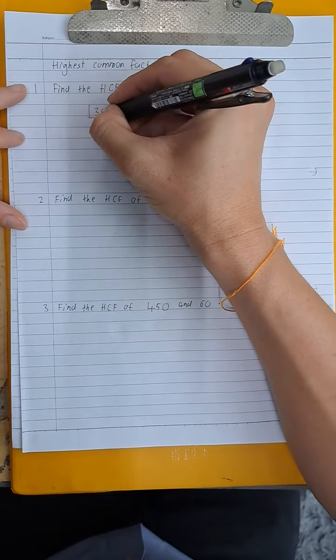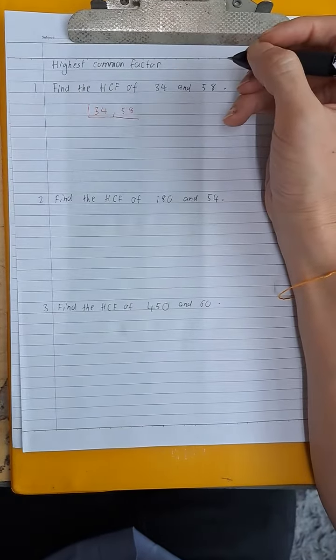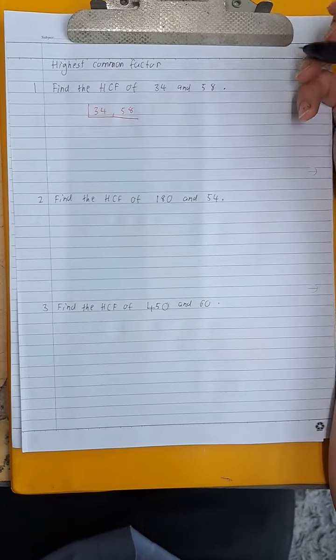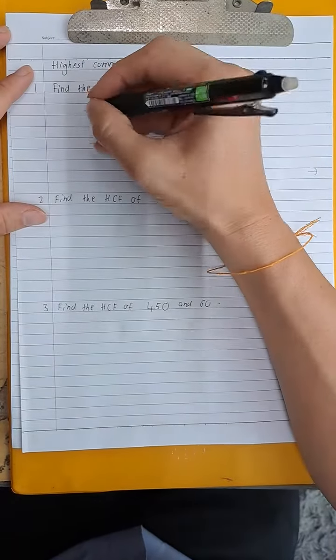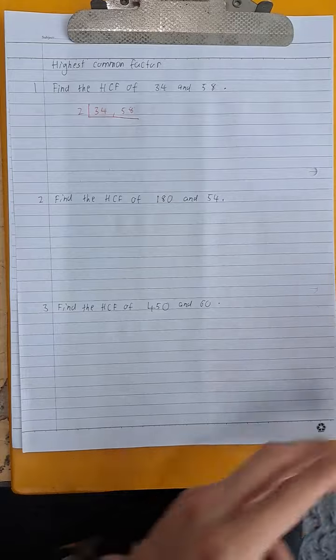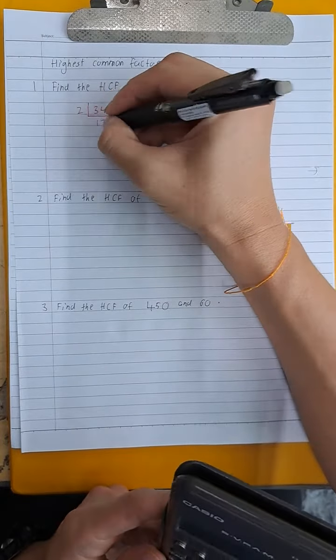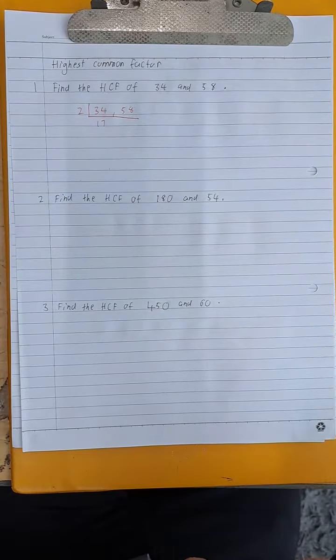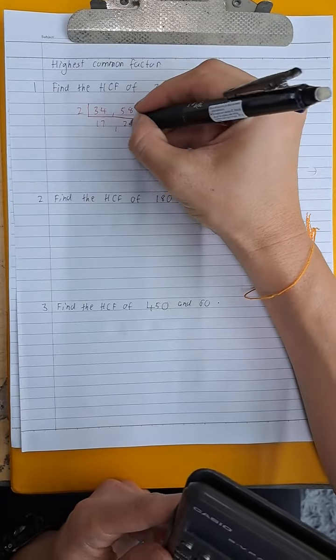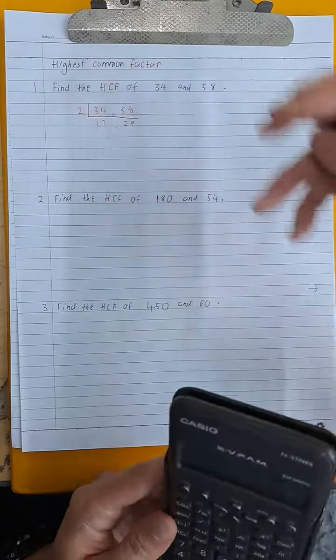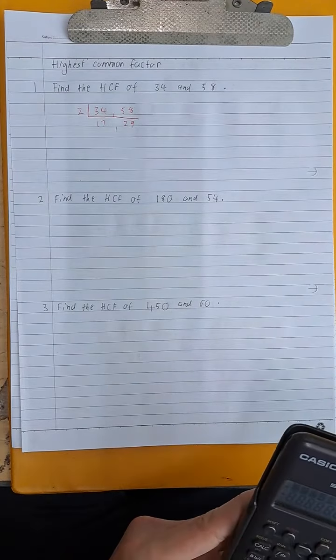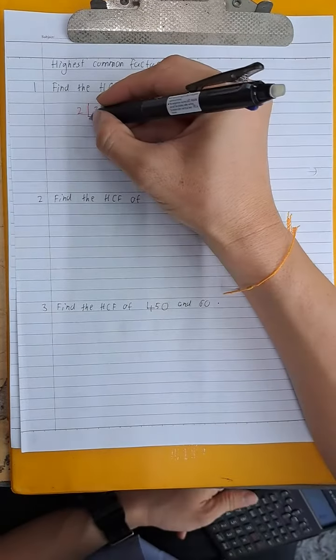Again, we will use the box method and we will find a common factor which will make these two numbers smaller. Since we are dealing with an even number, everything can be divided by 2. 34 divided by 2 gives me 17, and 58 divided by 2 gives me 29. Alright? Okay. So over here, what else can we do?